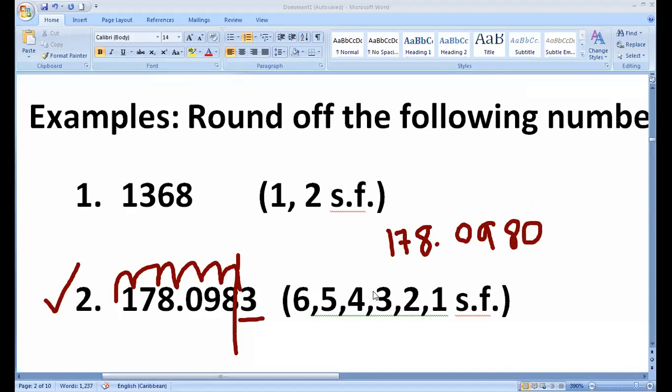So what you notice is, if I ask you to round off this number to the nearest decimal, class, where would you start counting? At the decimal point. Right. But if you have a decimal number and it's to be rounded off to the nearest significant figure, where are you going to start? At the first non-zero digit, not the decimal point. Yes. Right.